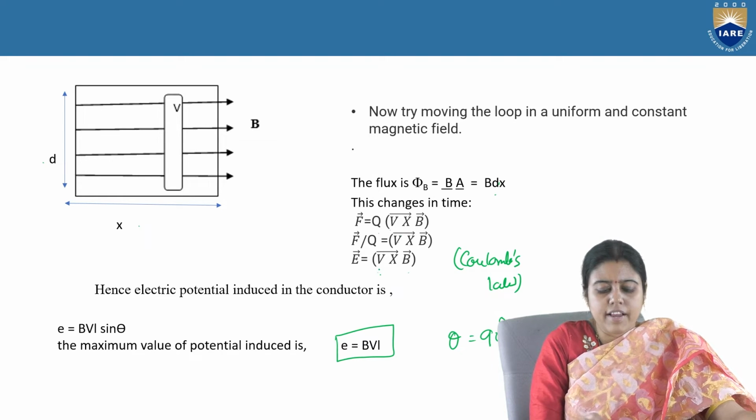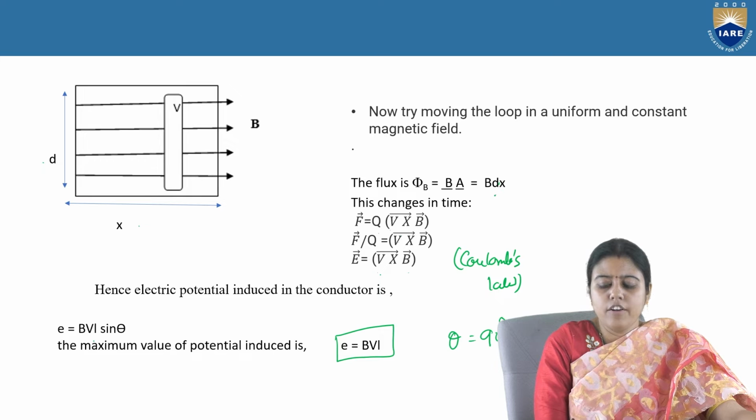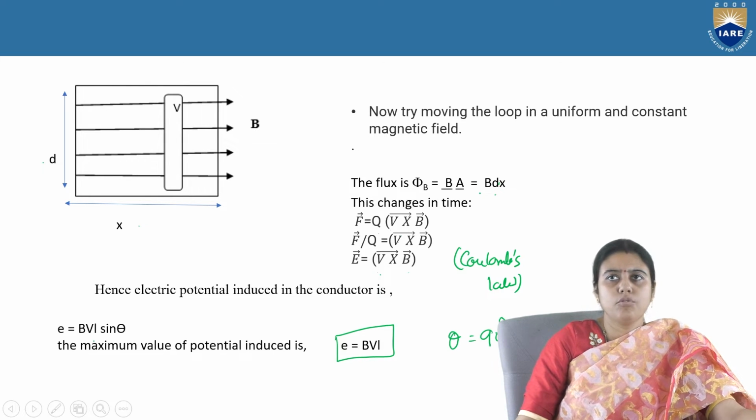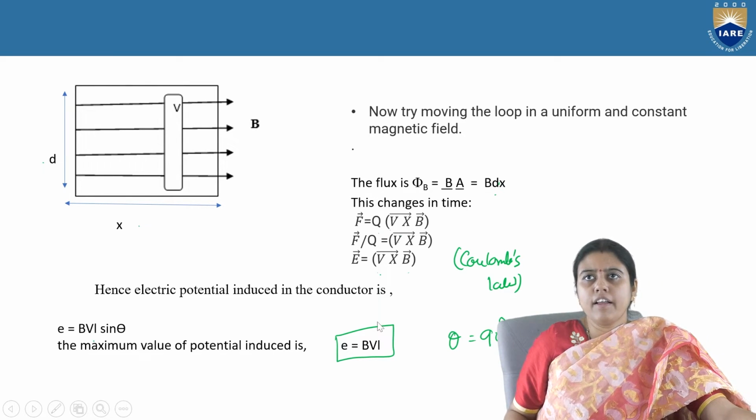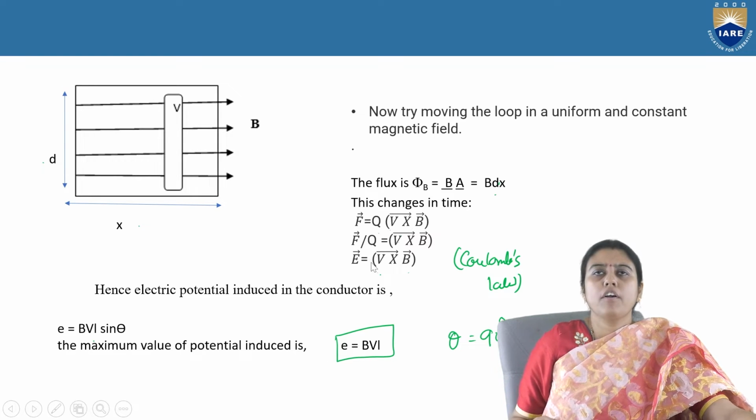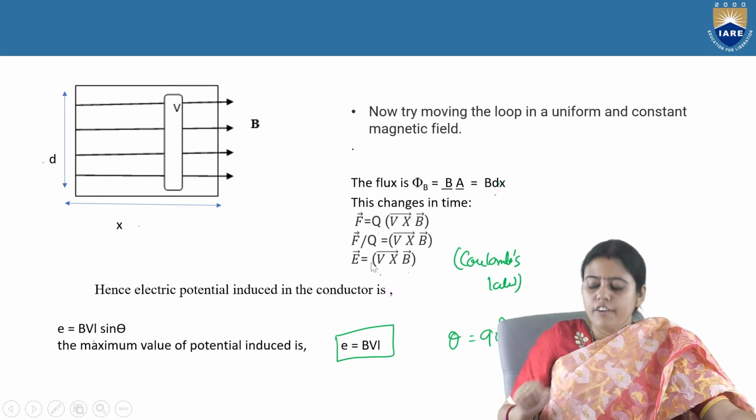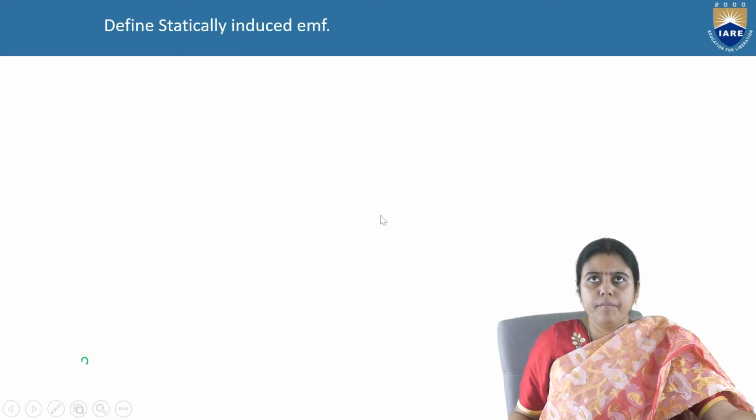Now you may ask how we are getting the L. L we are getting from the value of the B, as I told earlier. And how are we getting the sin theta? Because it is a cross product of V cross B.